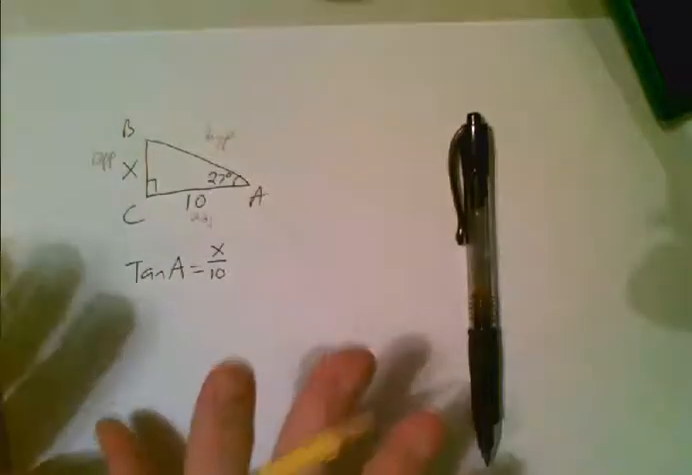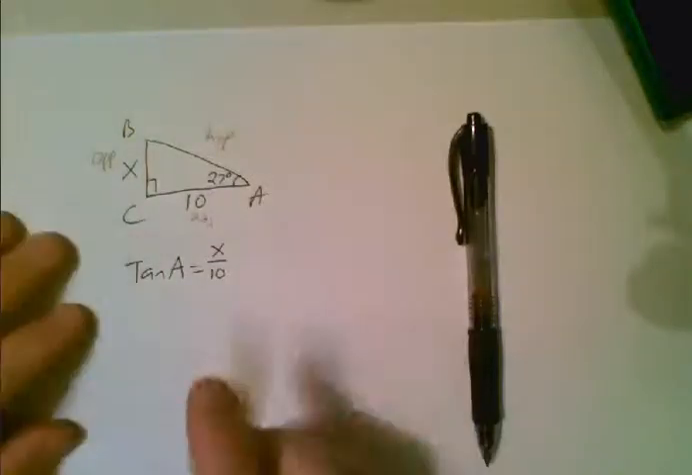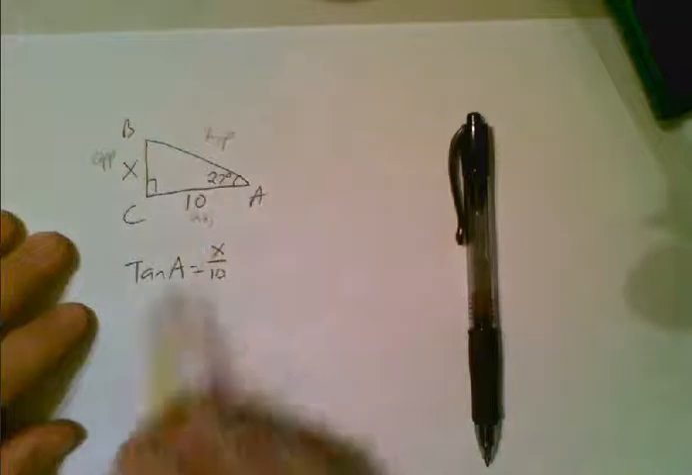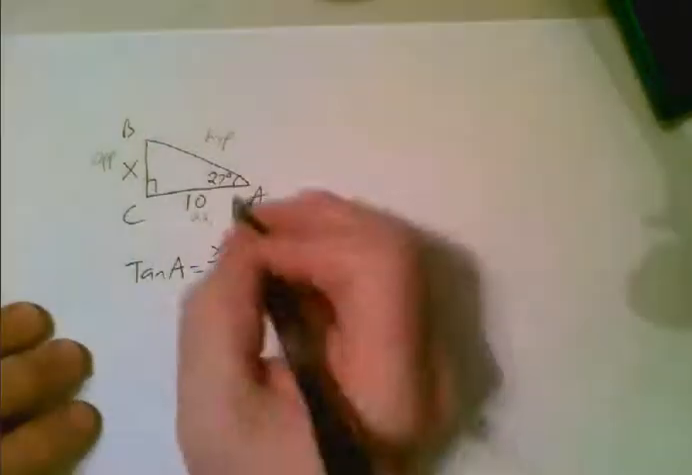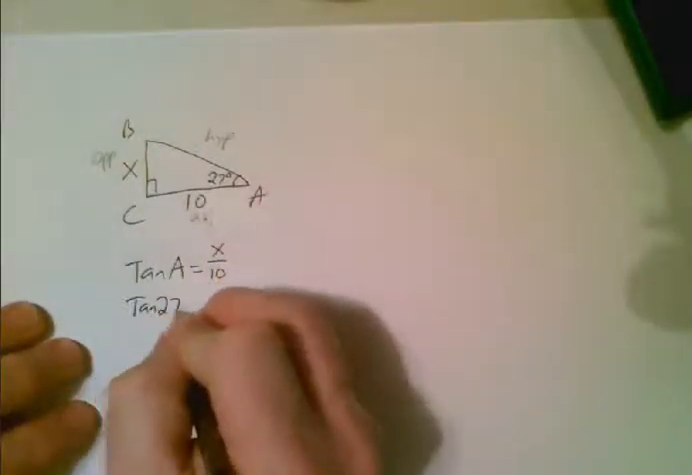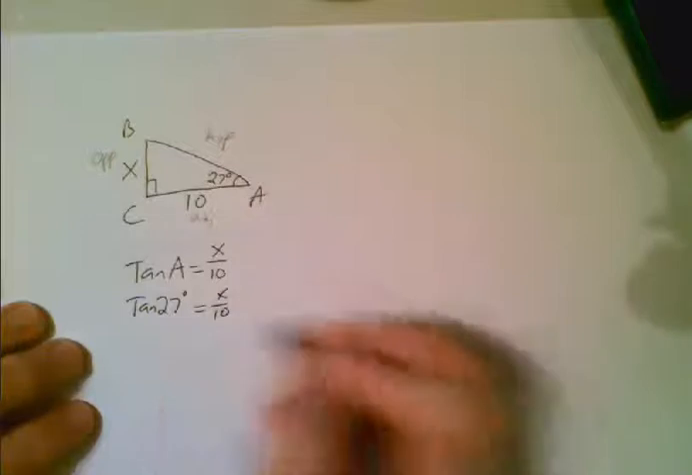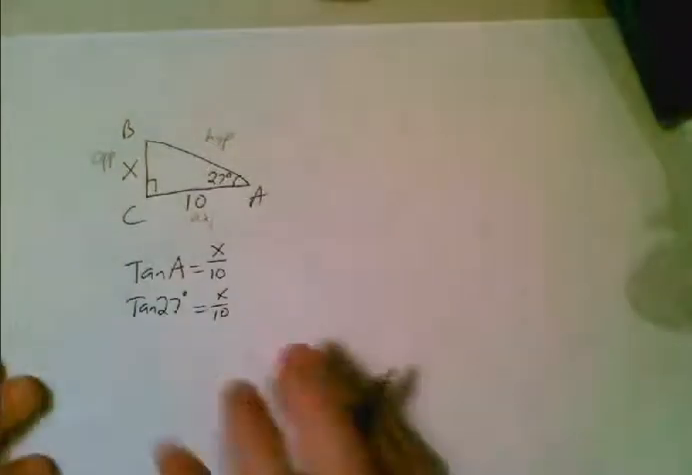This way, as soon as you can see what piece goes where, it makes it a little easier to fill it in when you set up your ratio. Alright, well, A we know is 27 degrees. So the tan of 27 degrees equals X over 10. And here's the part where you get to use the calculator.